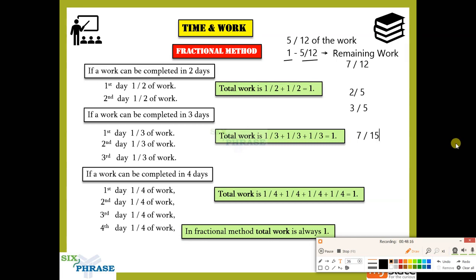Now the 7 by 15 is completed. What is not completed? 15 minus 7. I will do 15 minus 7. What is 15 minus 7? 8. 8 divided by, write down the same denominator. So if 7 by 15 is the work that is completed, the incomplete work, or the remaining work, is 8 by 15.